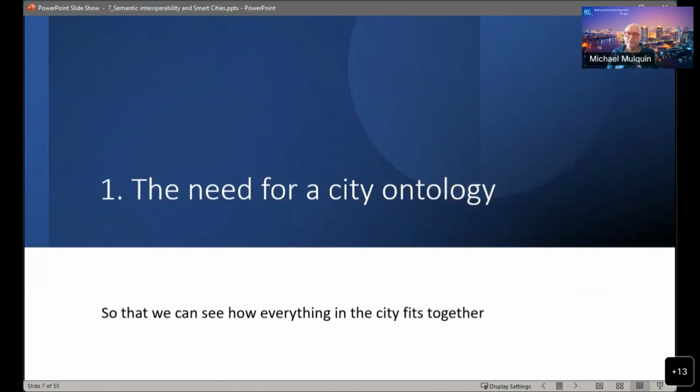So, we need a city ontology. I'm going to cover three of the many different things that are being done to help manage semantic interoperability. I'm just going to cover three things in this presentation. And the first is the need for a city ontology to help us understand and see how everything in the city fits together. Next slide.